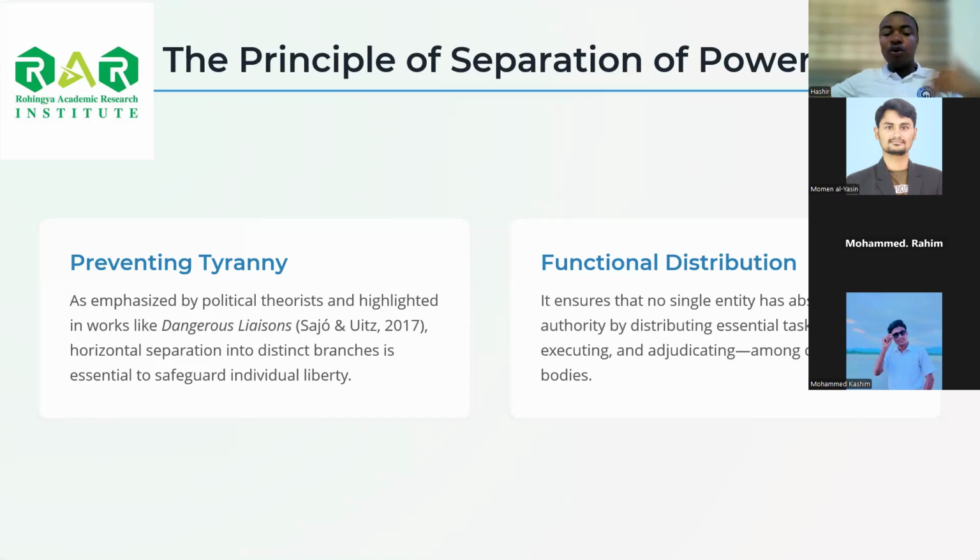We need it to distinguish the responsibilities of people in power so that people will be free in doing what they are supposed to do. And the second one is what? Functional distribution. That is, it ensures that no single entity has absolute authority.